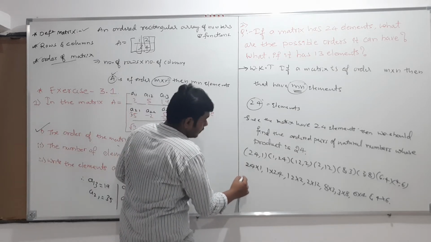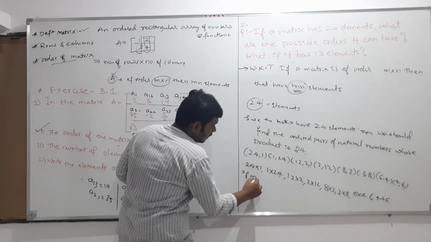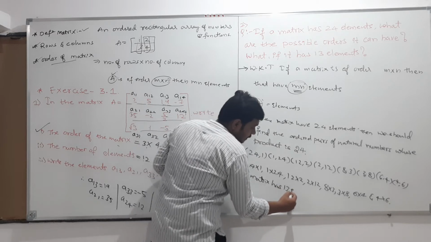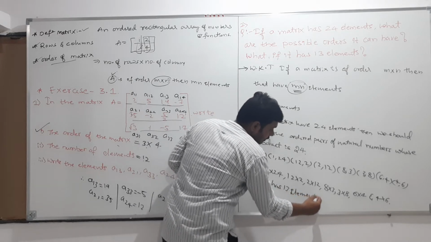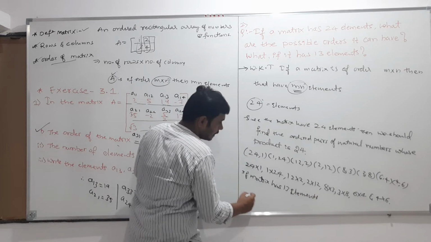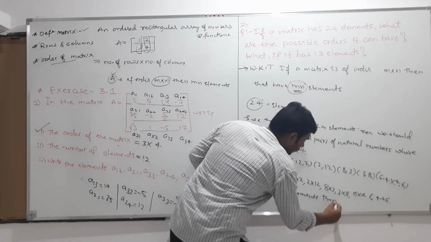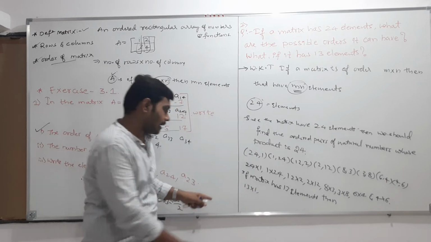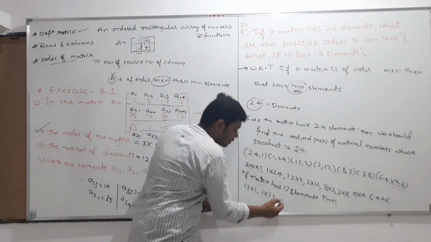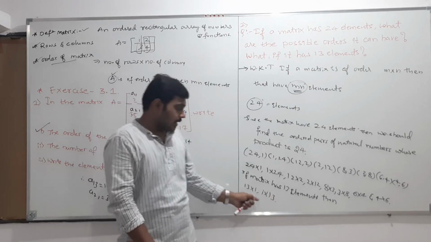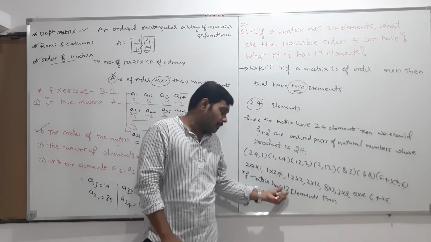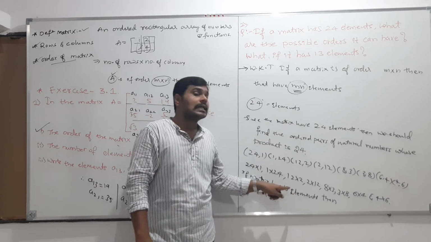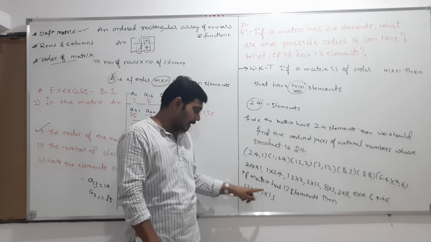And next, if a matrix has 13 elements, then the possible orders are 13 cross 1, because 13 into 1 is 13, and 1 cross 13, because 1 into 13 is 13. These are the only possible orders, because there are no other natural numbers whose product gives 13. So these are the only numbers, 13 into 1 and 1 into 13.